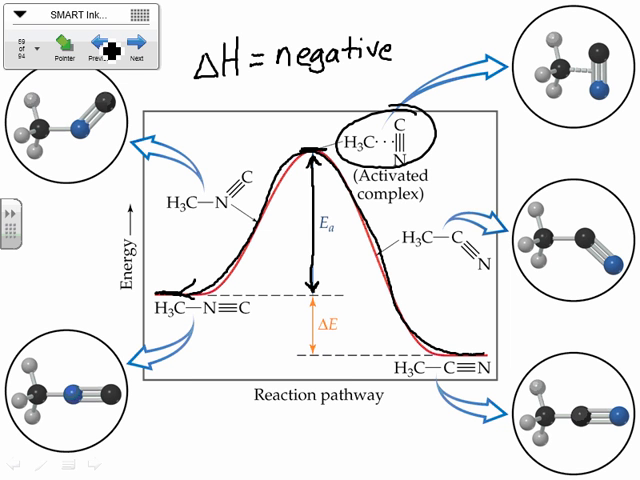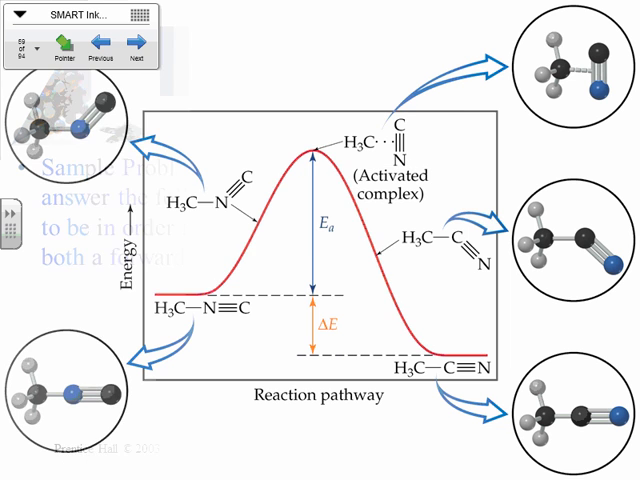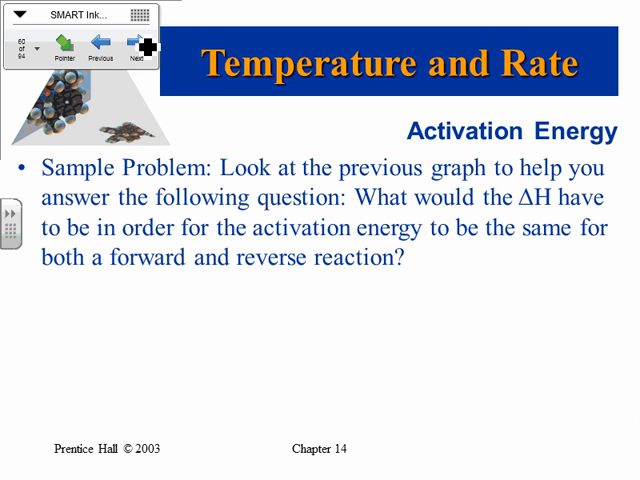Now we're breaking the carbon-carbon bond as that twists and reforms the carbon-nitrogen bond. So we have to provide more energy to this thing in order for that to happen. And then the release of energy we get is not as great as the amount of energy that we had to put in. So that makes it endothermic. So if we were going in the reverse direction, the delta H would be positive. Now what this question is asking is, what would the delta H have to be if the activation energy was the same for the forward and the reverse reaction?